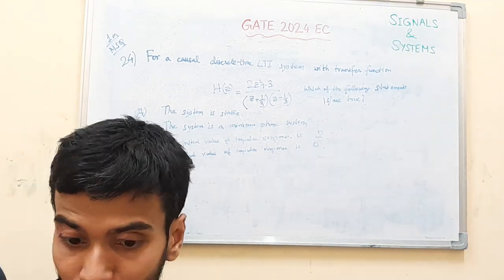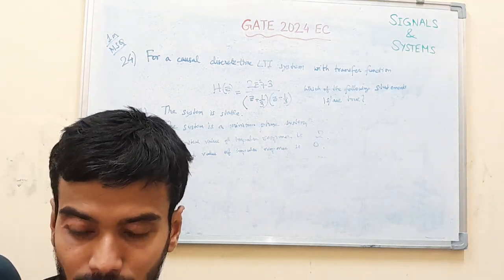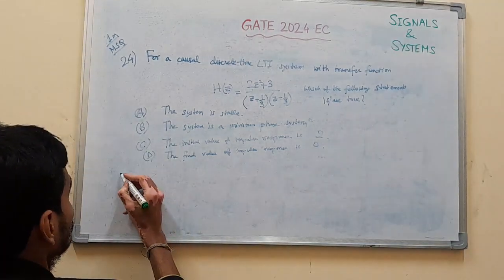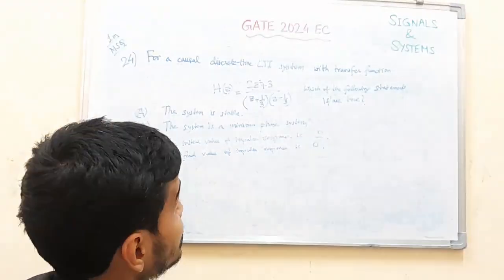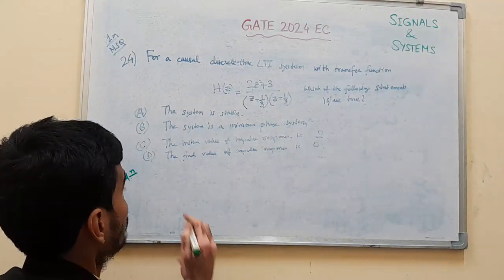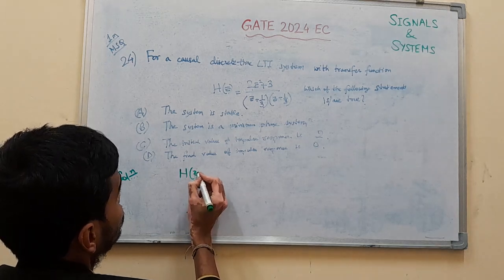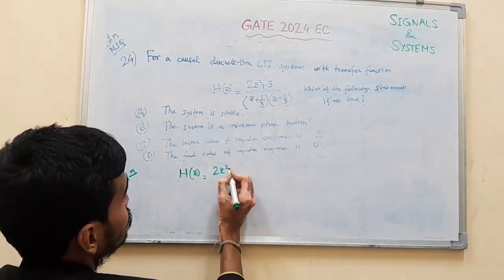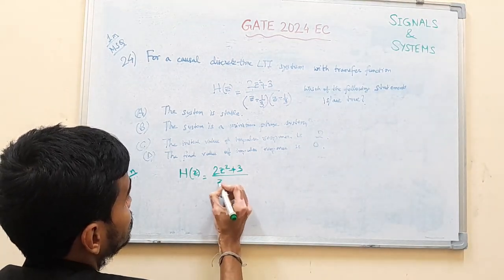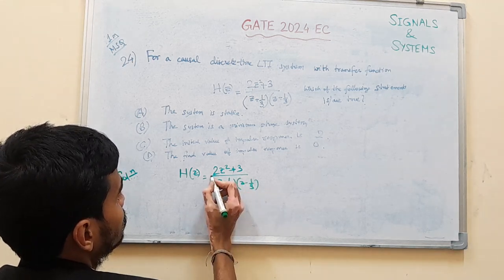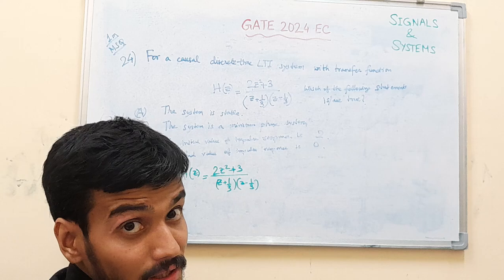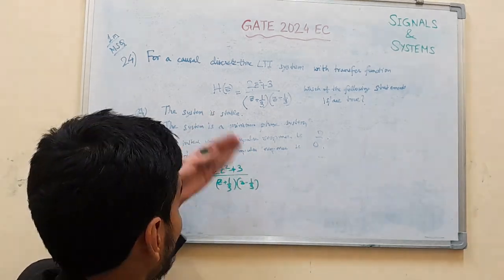Let's take the options one by one. Moving on to a solution for this question. Simple question actually. This is based on a discrete-time LTI system. The transfer function is given as (2z square plus 3) upon (z plus 1/3)(z minus 1/3). Basically, we need to locate the poles and zeros and comment on the stability and other things based on that.